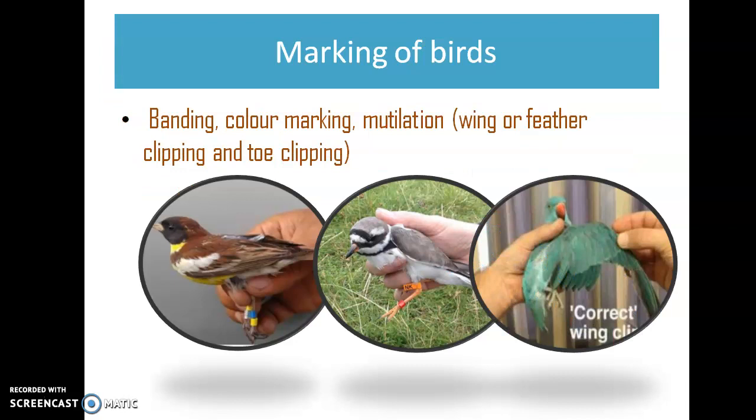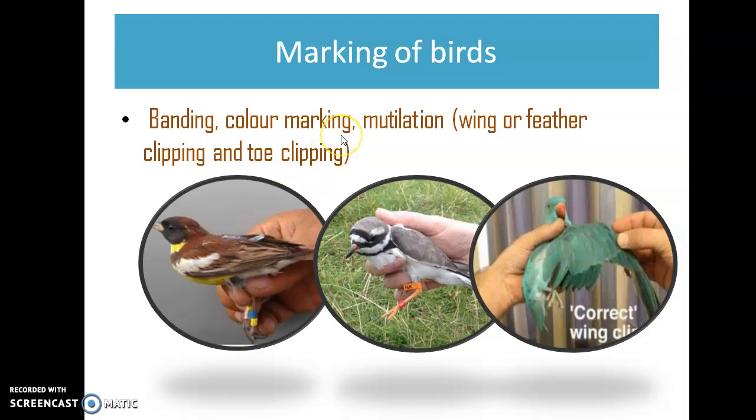Okay. Then comes the marking of captured birds. How can we mark the birds? Generally, three methods are employed for marking captured birds. They are banding, color marking, and mutilation. Banding is somewhat similar to the tagging method. We put some bands on the leg of the bird, and it will provide the information.